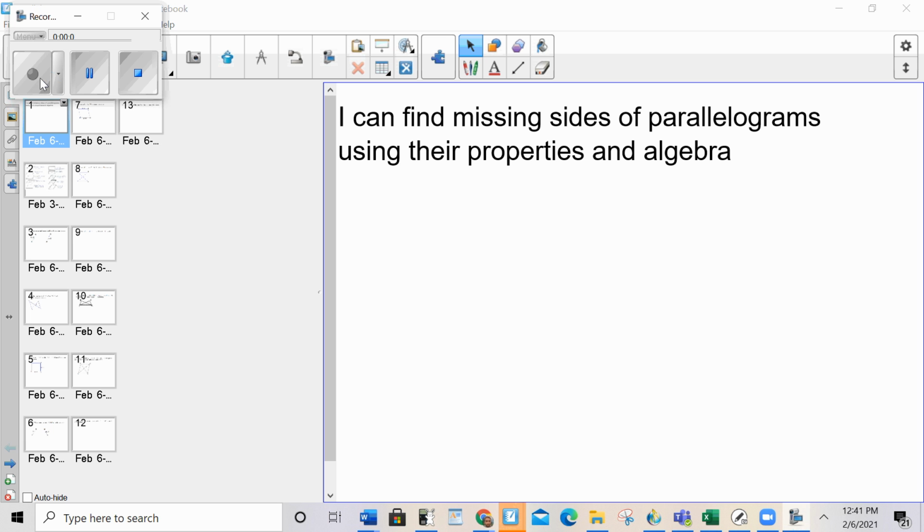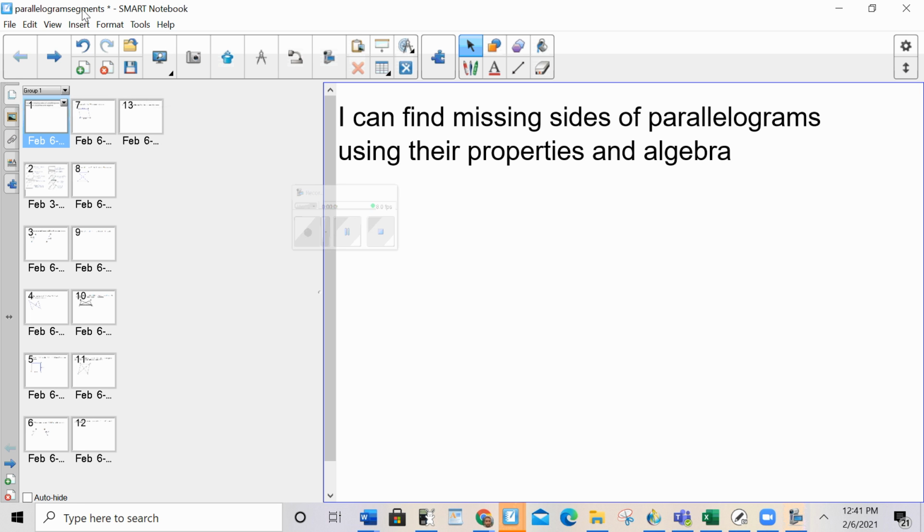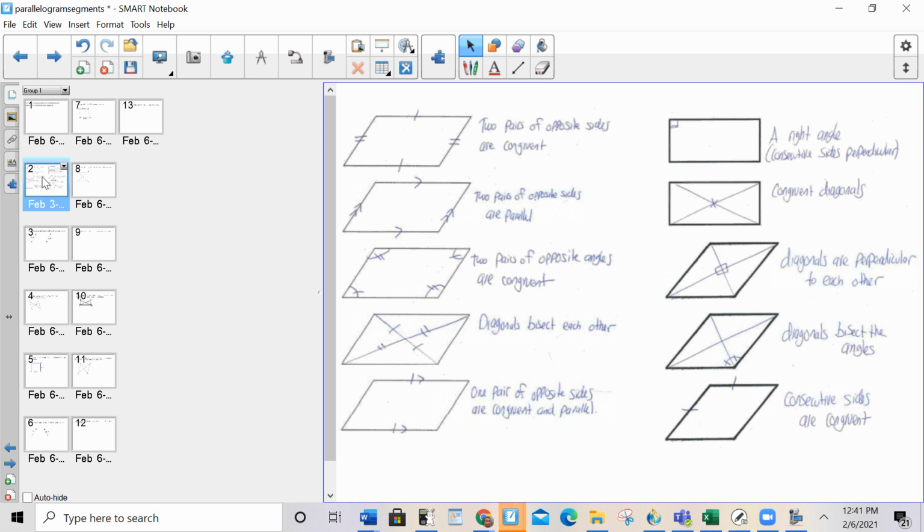Hello everybody, today I can find missing sides of parallelograms and trapezoids using their properties and algebra. So in the last lesson we spent a lot of time talking about the different properties, so let's take a look at it here. Now this lesson is going to be specific to sides. The next lesson is going to talk about angles, so let's talk about what properties of sides we have here.